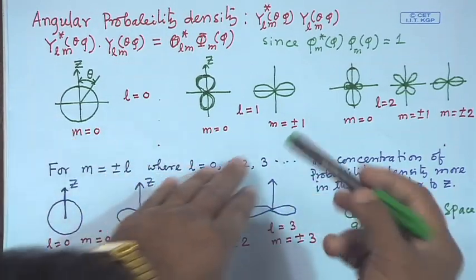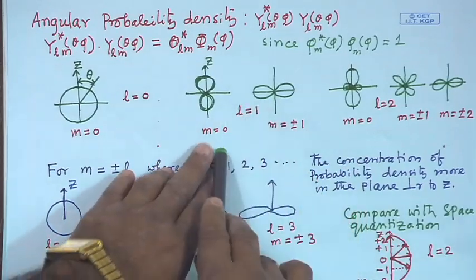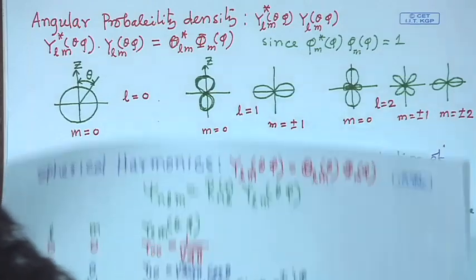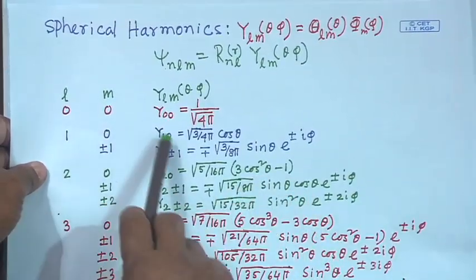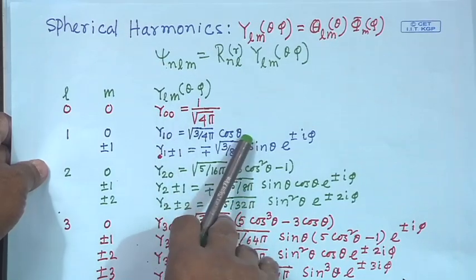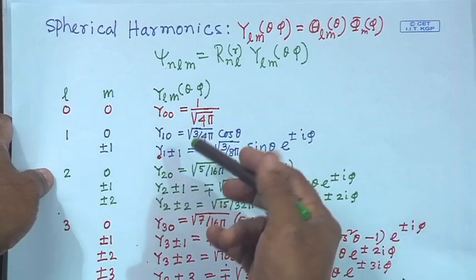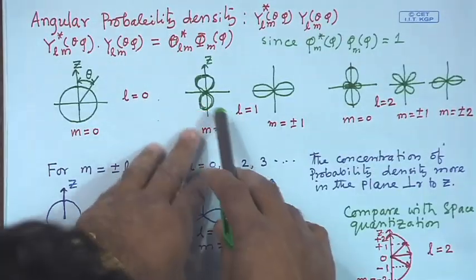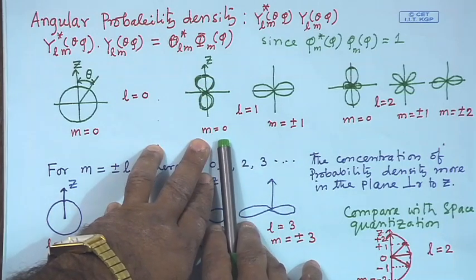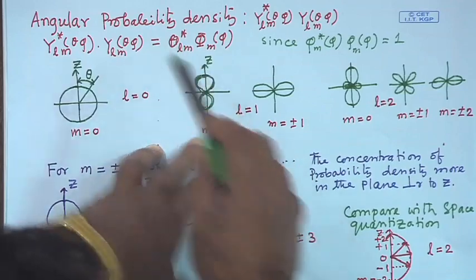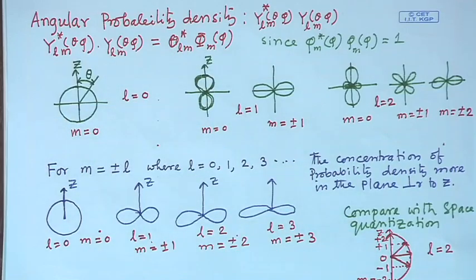Now for L equal to 1, M equal to 0, what was the wave function? This is the wave function; it is a function of cos theta. Now the square of it will be cos square theta, right? So the probability density is cos square theta. Let me tell you how the distribution comes.